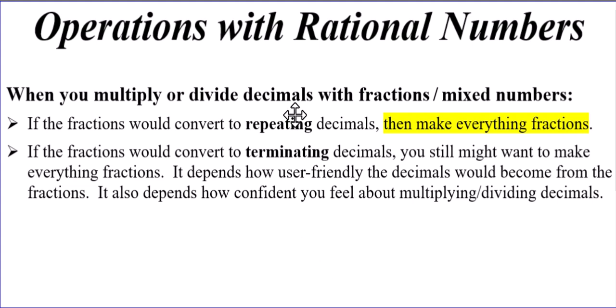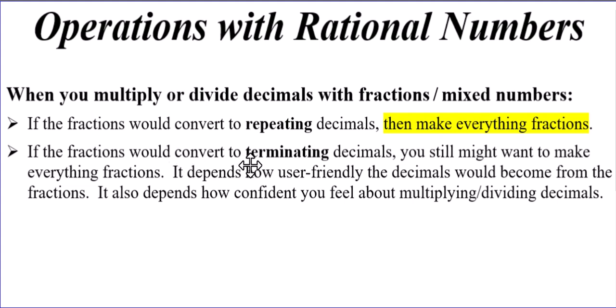When you multiply or divide decimals with fractions or mixed numbers, here's the advice you should follow. If the fractions would convert to repeating decimals, then you should just make everything become fractions, because repeating decimals, you can't really multiply or divide by them. Not a good option at all. So you're going to have to make them become fractions if you have any other decimals in the problem.